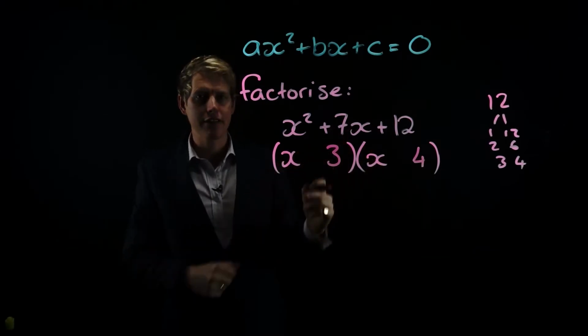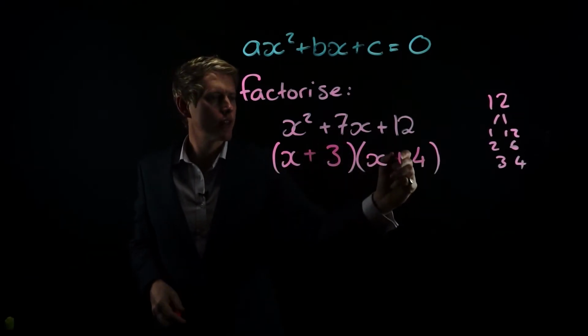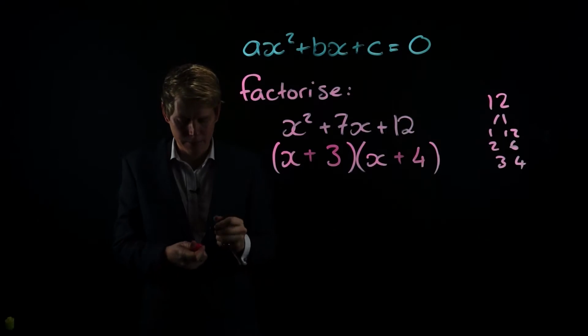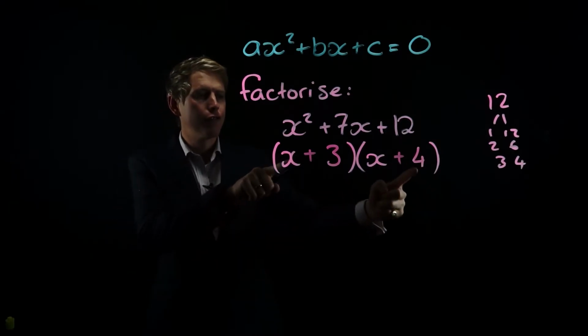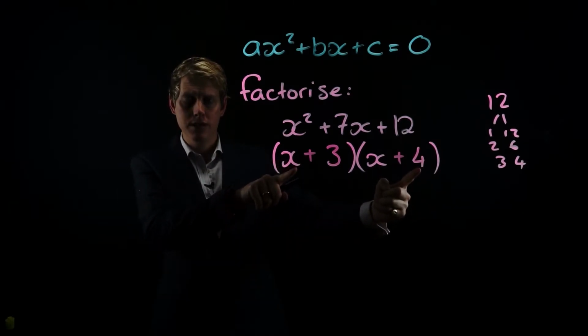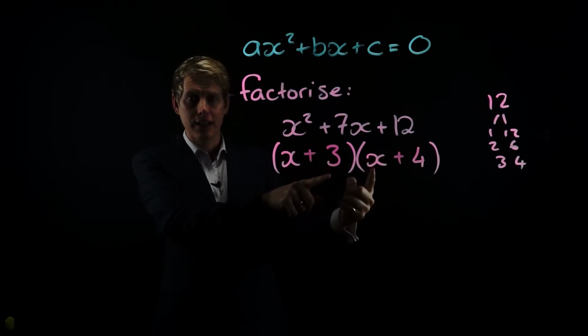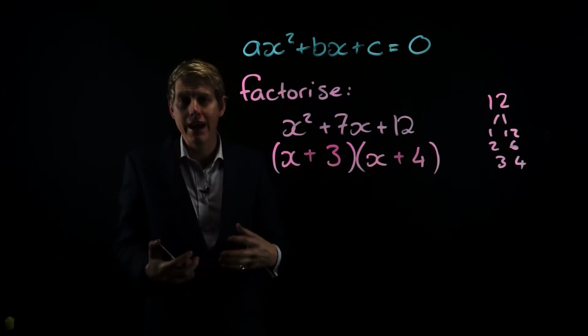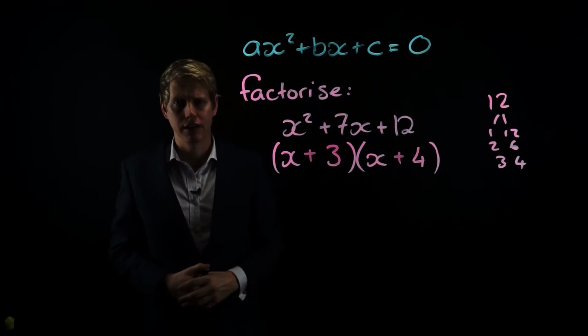We need to make the 7x, and the way we do that is with positives. If I think about expanding this, I'm going to get 4x when I multiply the outside ones together, 3x when I multiply the insides together, and I need to do 4x plus 3x to get 7x.